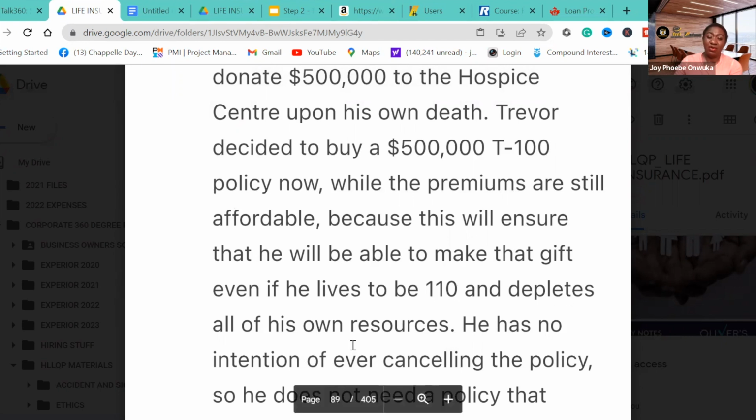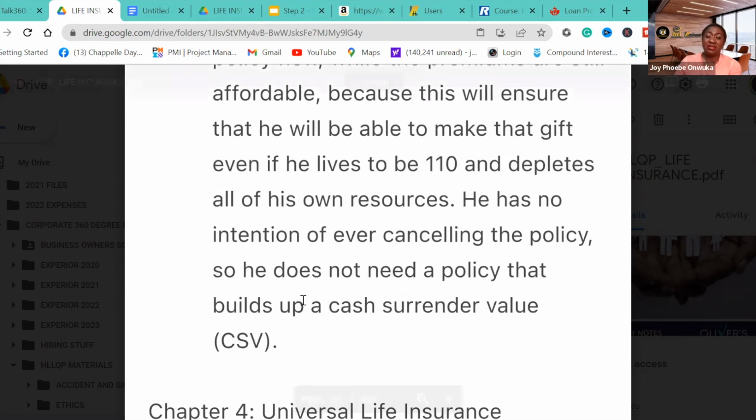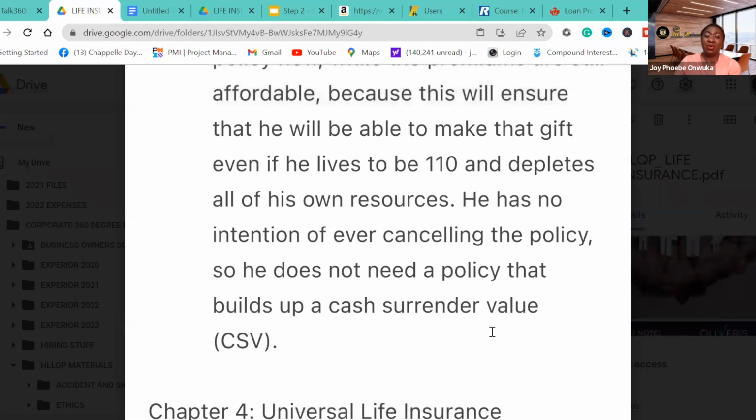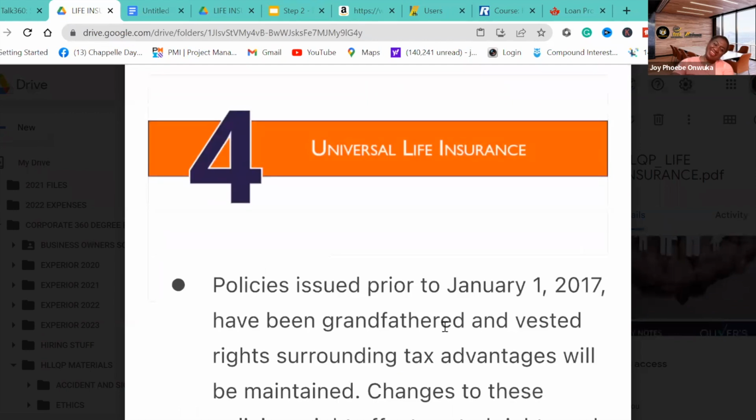Even if he depletes all of his own resources, he has no intention of ever canceling the policy. So he does not need a policy that builds up cash surrender.